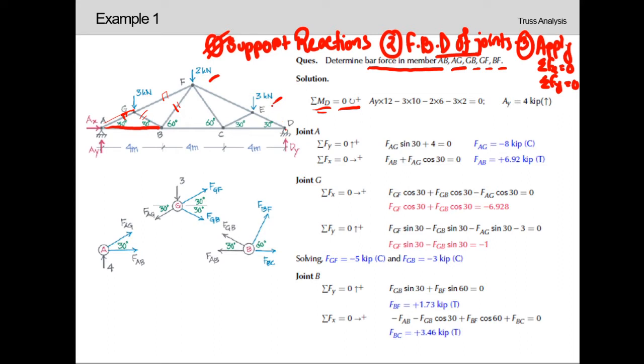This 3 kilonewton is rotating about point D in the anti-clockwise direction, so it will be minus 3 into, and as we can see these angles are 30 and 30, this 3 kilonewton is at a distance of 2 meter. As these angles are equal, it will be acting right through the middle portion, so the distance is half of 4 meter, which is 2 meter. As it is rotating about D in the anti-clockwise direction, it will be minus 3 into 2.